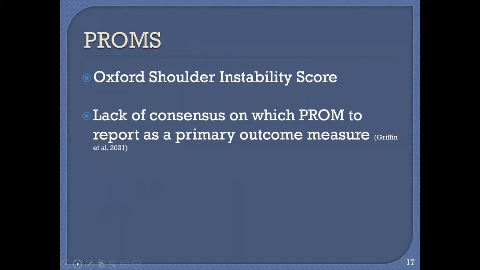Again, there's lack of consensus on which PROM to use. I tend to use the Oxford Shoulder Instability Score, which is quite good at giving measures of apprehension and not just pain, but there isn't a clear consensus of what to use.